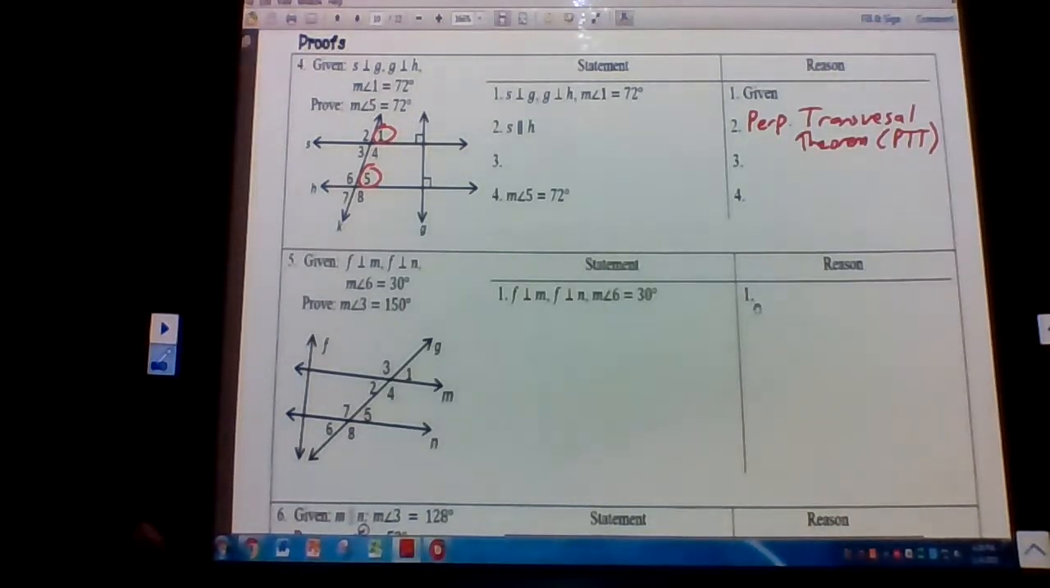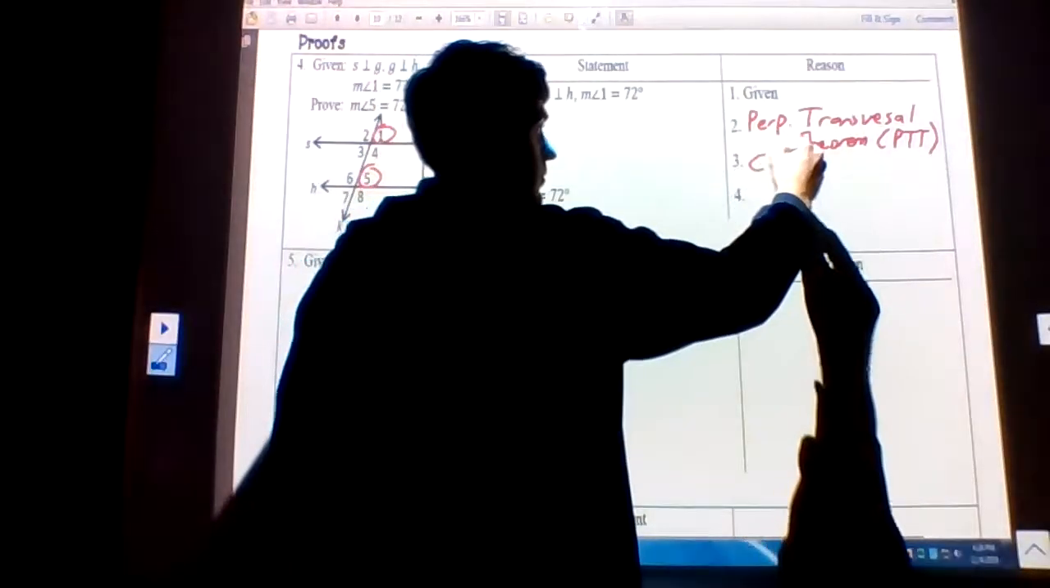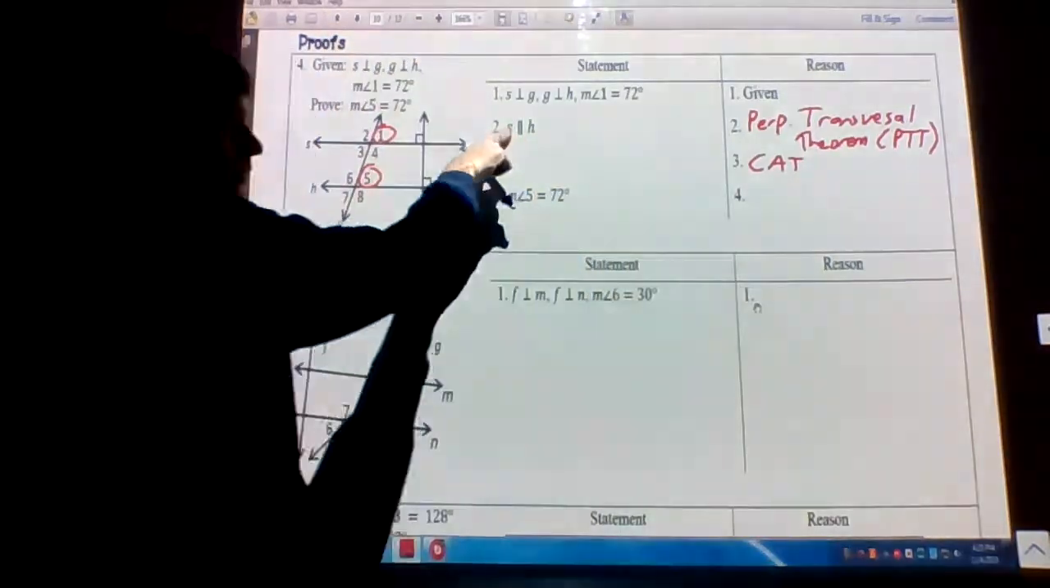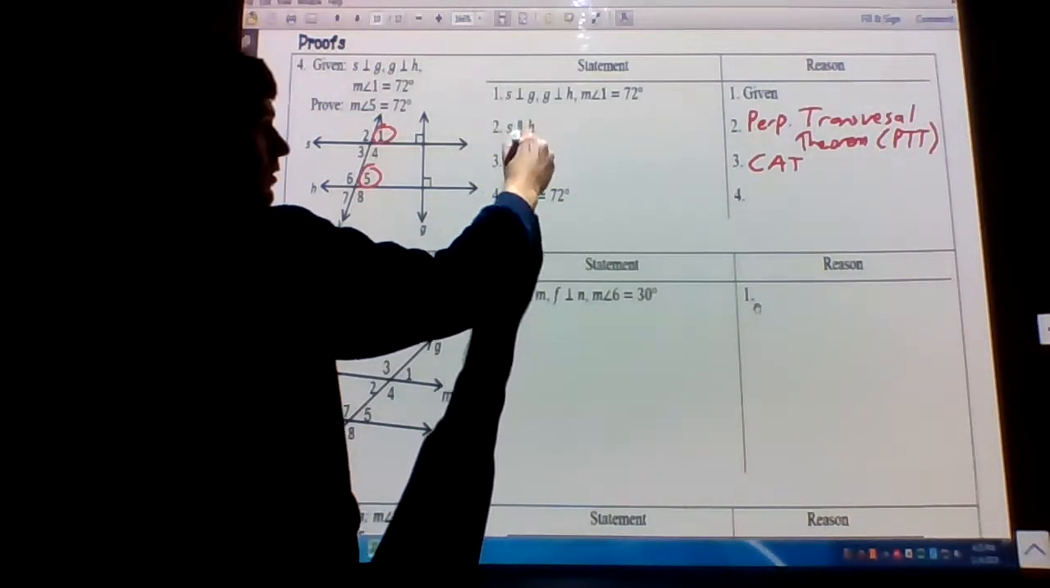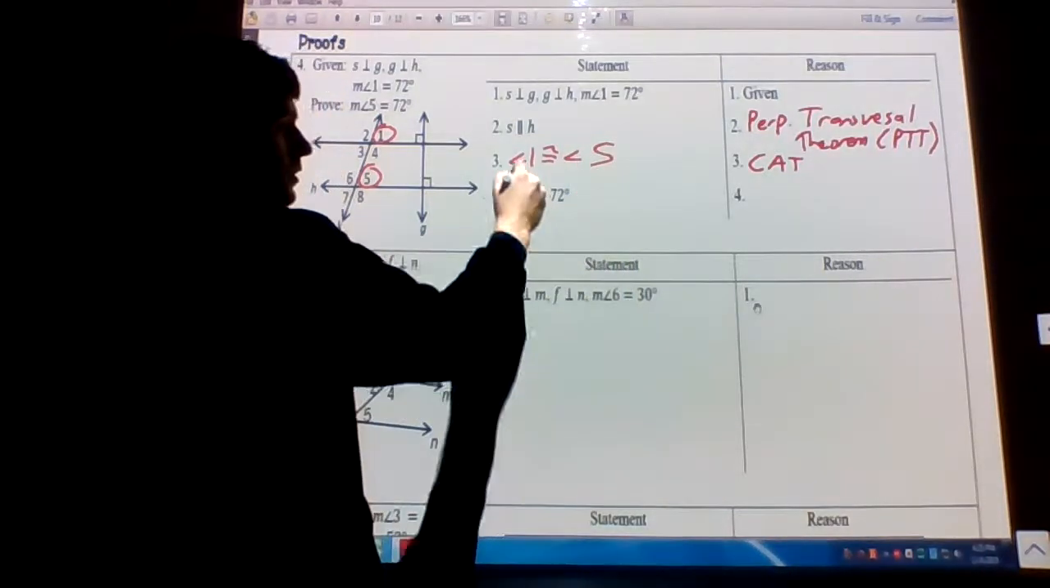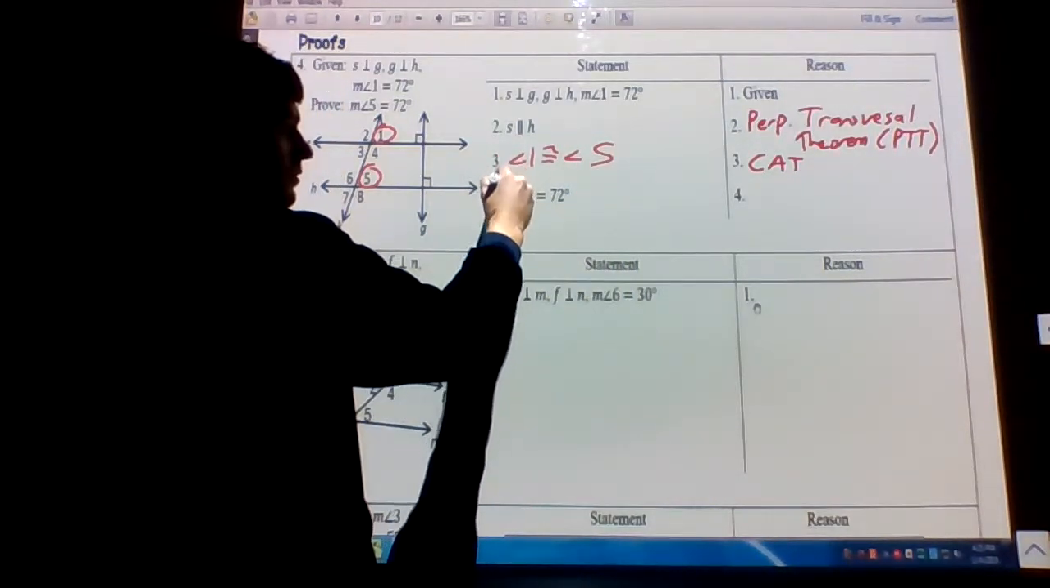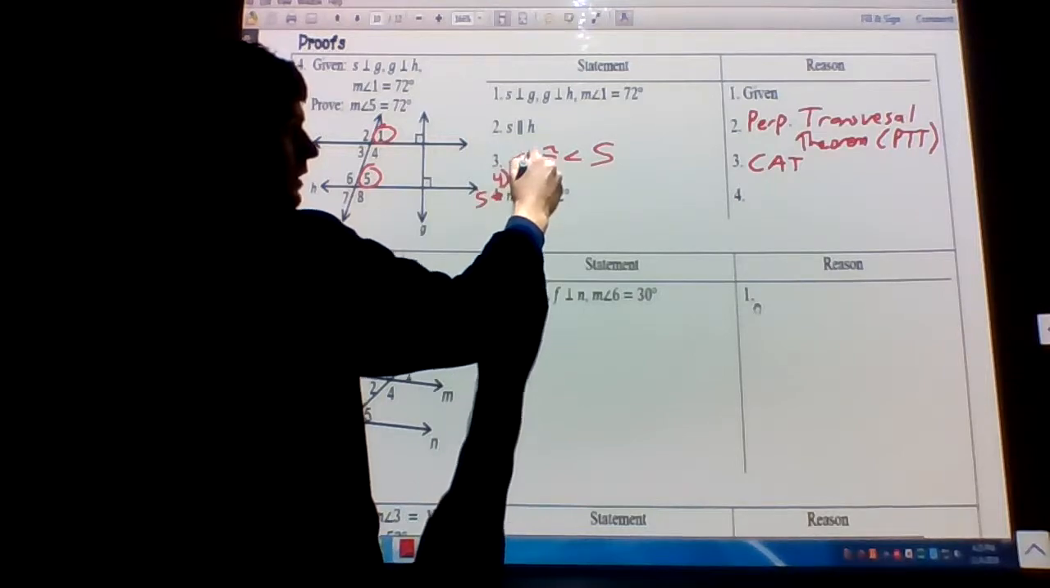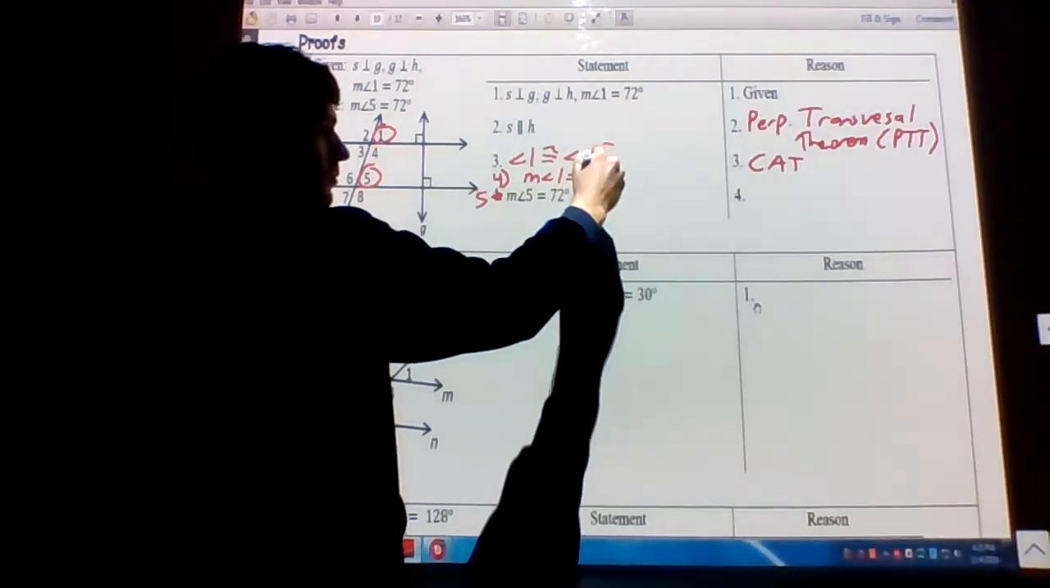Okay. There's a shorter step on us. Okay, so the corresponding angle theorem is going to tell us if the lines are parallel, and since they're parallel, we know that angle 1 is congruent to angle 5. Then there should be another step in here that says the measure of angle 1 equals the measure of angle 5.